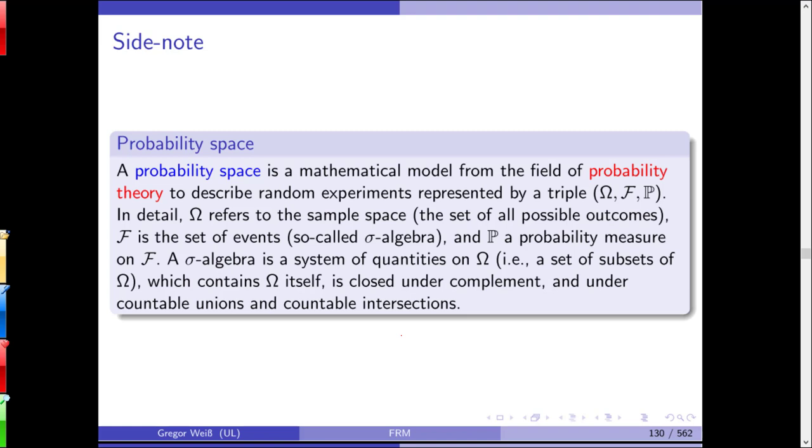Then F is what is called a sigma algebra. A sigma algebra is an algebraical construct that allows for certain operations on omega. And in particular, it allows for building the complement of something. So if, for example, 1 is included, 2, 3, 4, 5, and 6, the complement of 1 with respect to omega also needs to be included in this. So it has to be closed under complement and under countable unions and countable intersections, meaning that if you take two objects, A and B, the union, also die Vereinigungsmenge, and the intersection, both need to be included in this set.